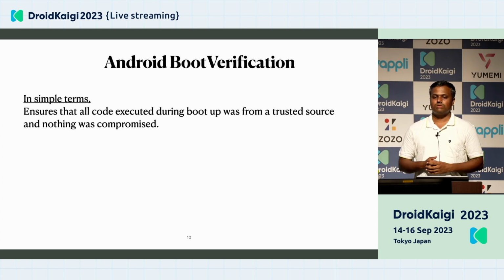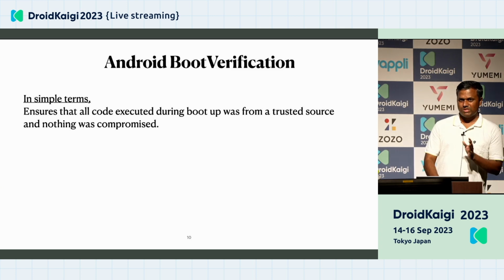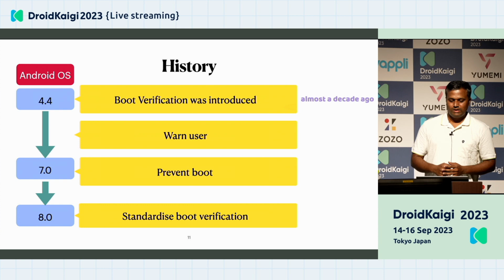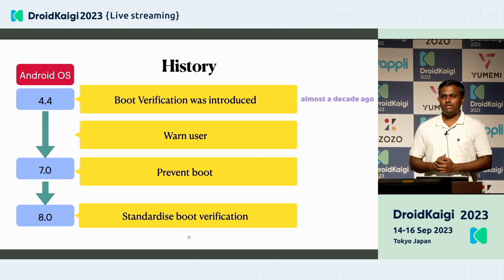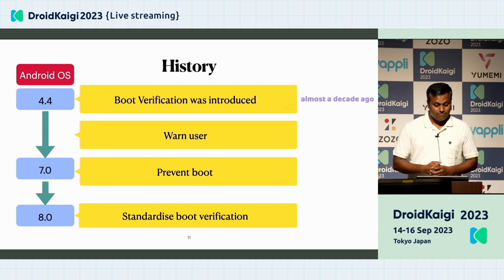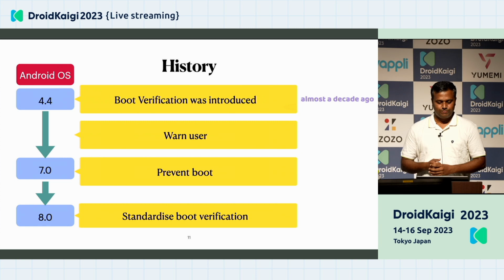In simple terms, it ensures that all the code executed during the boot up was from a legitimate, trusted source, and nothing was compromised in between. So is it something new? Not at all. It got introduced in Android KitKat version, that is 4.4. That was almost a decade ago, maybe 2014 or somewhere, where boot verification was first introduced with the DM Verity kernel support.